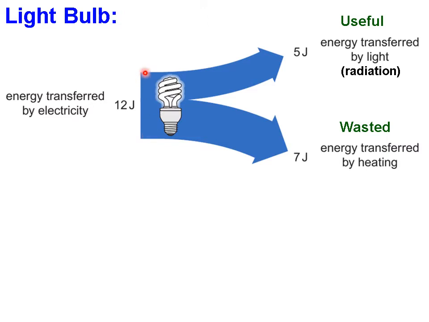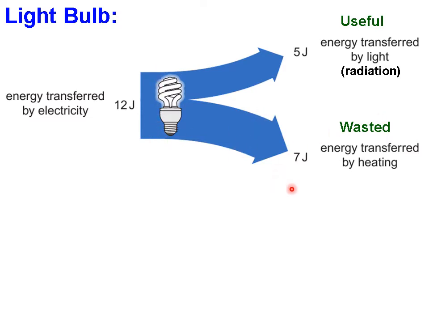And the width of the arrow, like it said in the clues, gives us the amount of energy. So it needs to be proportional. It needs to represent the amount of energy that's being transferred. So the width of this arrow represents 12 joules. Then we've got the useful energy, which is the 5 joules energy transferred by light, because it's a light bulb and that's what we want it to do, produce light. And the width of this arrow should represent the 5 joules and should be comparable to the width of the 12 joule arrow. Same with the 7 joules here.